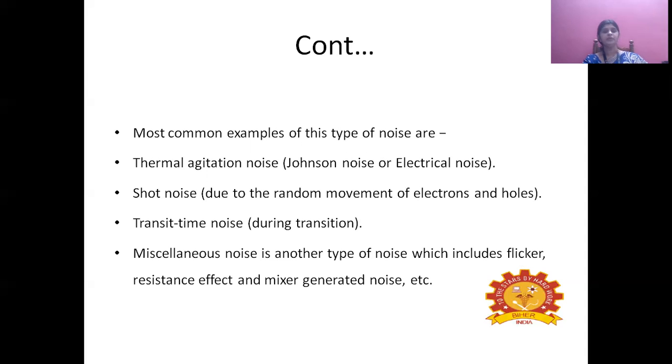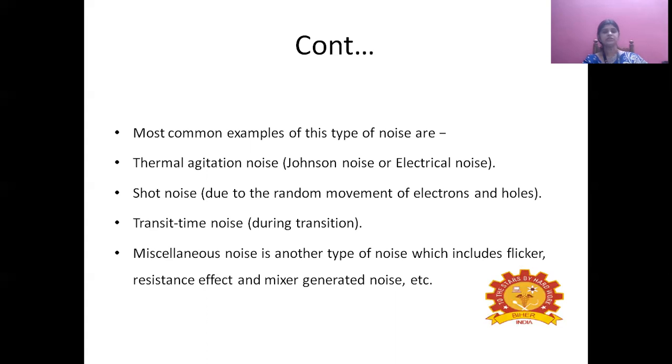The most common examples of this type of noise are thermal agitation noise, otherwise called Johnson noise or electrical noise. This kind of noise occurs in the case of resistors. Next one is the shot noise. This kind of noise occurs due to the random movement of the electrons and holes.